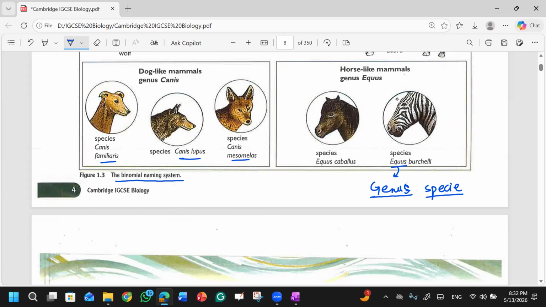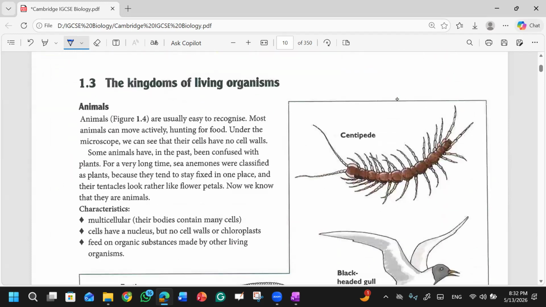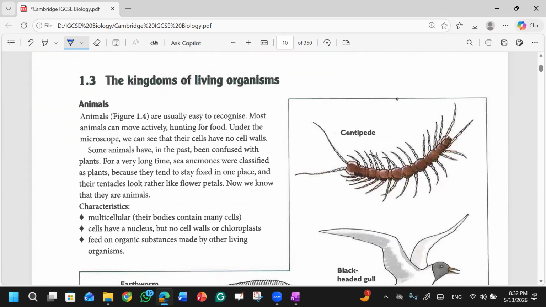Okay. Now, in this section, we are going to start from the animals, the most complex. We will be discussing on which basis they put the organisms in the Kingdom Animalia. This is known as animals, and the kingdom is known as Kingdom Animalia.